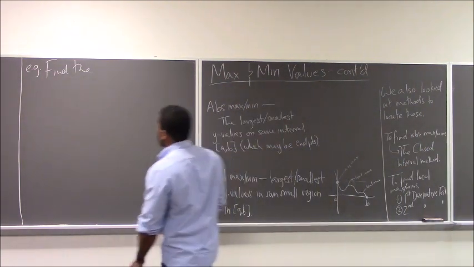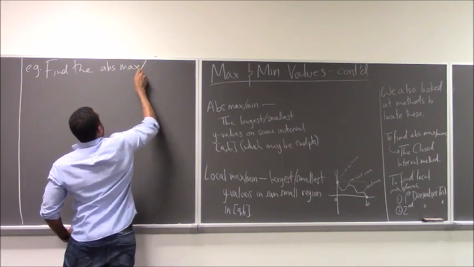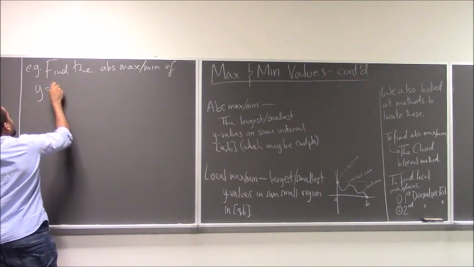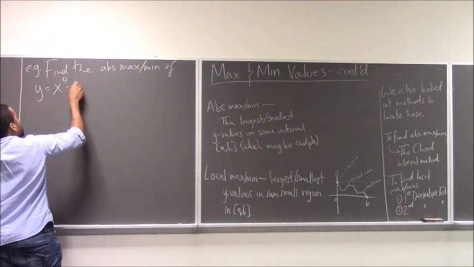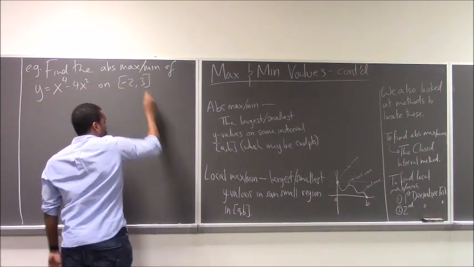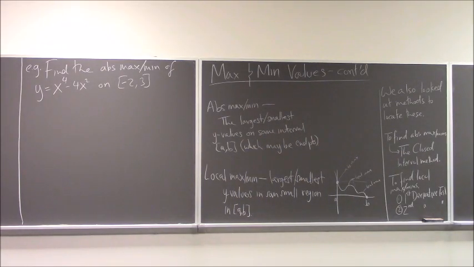x squared, so 4 minus 4x squared, just 3. I think we're actually going to also graph this guy. Yeah, so we're actually going to graph this in detail afterwards.